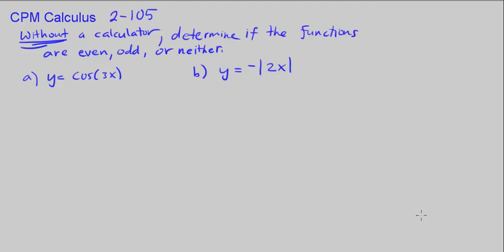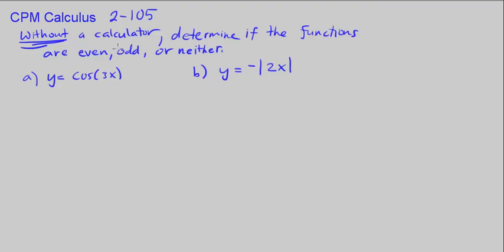This is CPM Calculus Chapter 2, number 105. Without your graphing calculator, determine if the following functions are even, odd, or neither. Then explain how you determined your choice, and then check your answer with your graphing calculator.